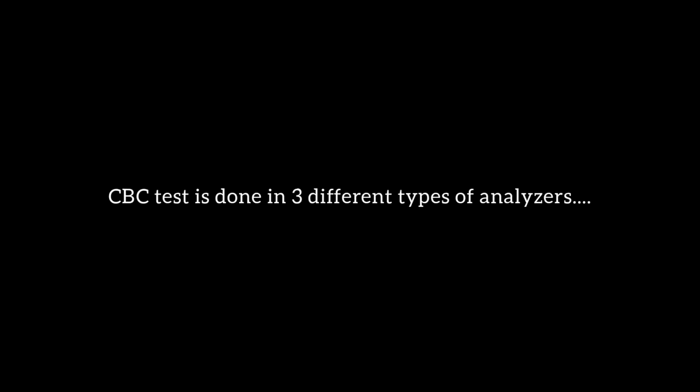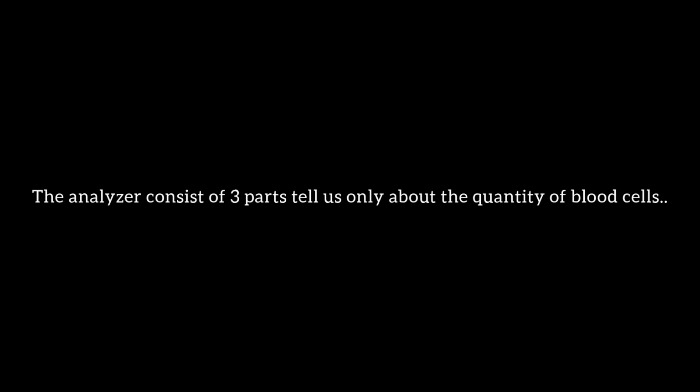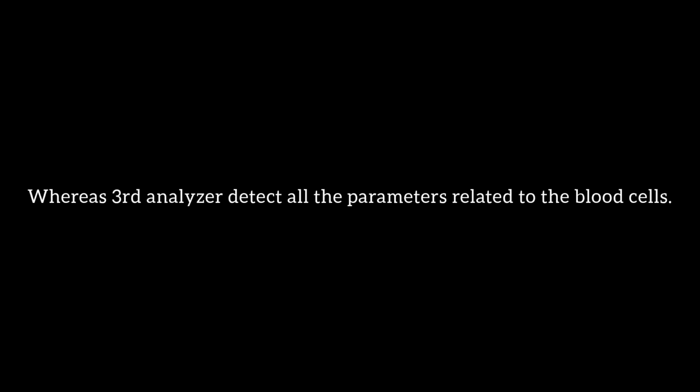CBC test is done in 3 different types of analyzers, which are classified as 3 parts, 5 parts, and 7 parts. The analyzer of 3 parts tells us only about the quantity of blood cells, lacking the ability to show granulocytes and agranulocytes. The analyzer having 5 parts is deprived of showing the quantity of reticulocytes in the blood, which are immature red blood cells, whereas the third analyzer detects all the parameters related to the blood cells.